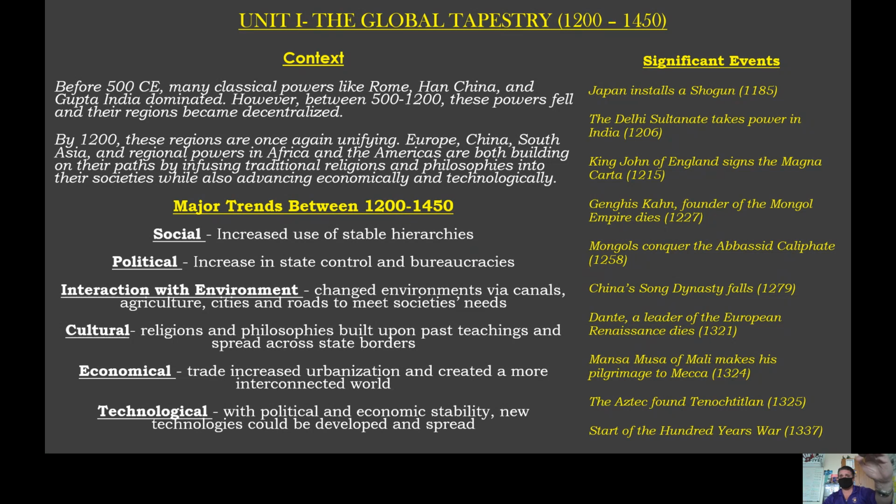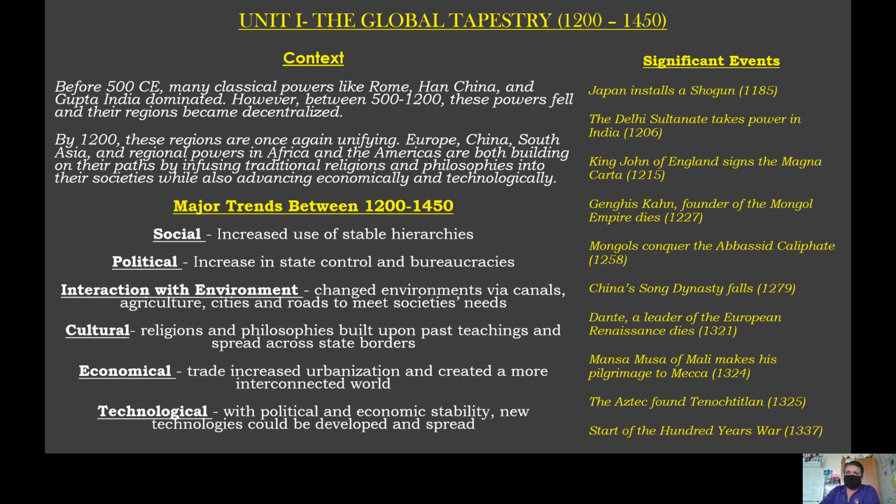Now, for each unit, I'm going to give you a few events. This is nothing more than to give you an image of some of the stuff, some of the people involved during this time period. You can copy it down if you want. You don't have to. It's on Canvas. But these are the sort of events you want to associate with this time period of 1200 to 1450.